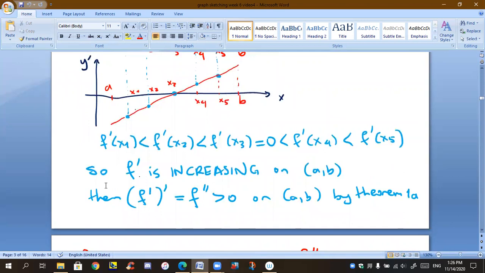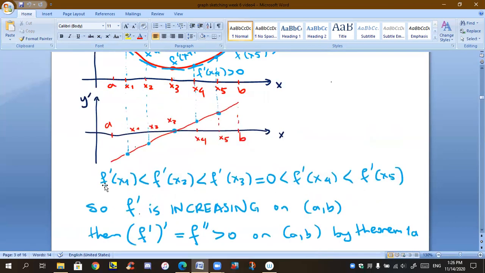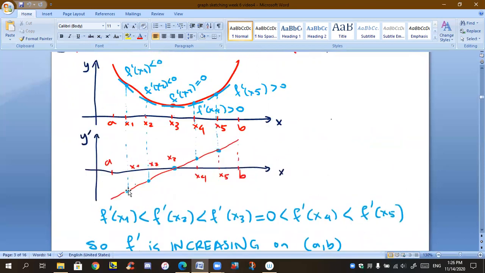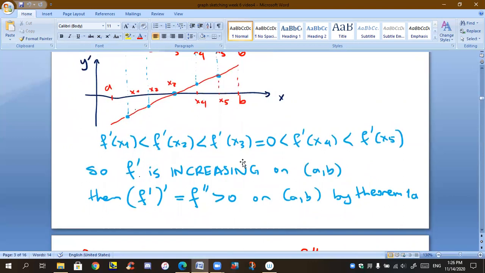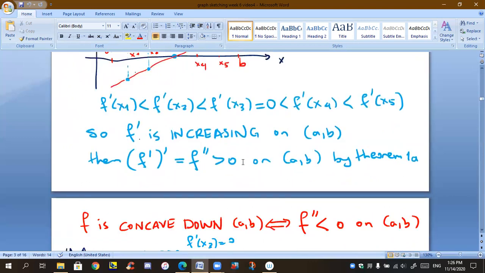So if a function is increasing, then what do we say? Its derivative is positive. Well, if f prime is increasing, then its derivative, which is the second derivative, must be positive. Here, look at the graph of the derivative. We have something negative at x1, something less negative at x2, 0 at x3, something positive at x4, something more positive at x5. So if we sketch a graph of f prime, we are going to see a graph like this, which is increasing. f prime is increasing. So its derivative must be positive, but the derivative of the first derivative is the second derivative, positive. So if f is concave up, the second derivative is positive.